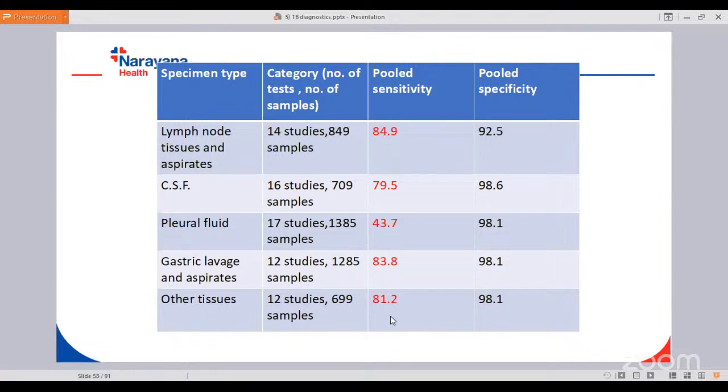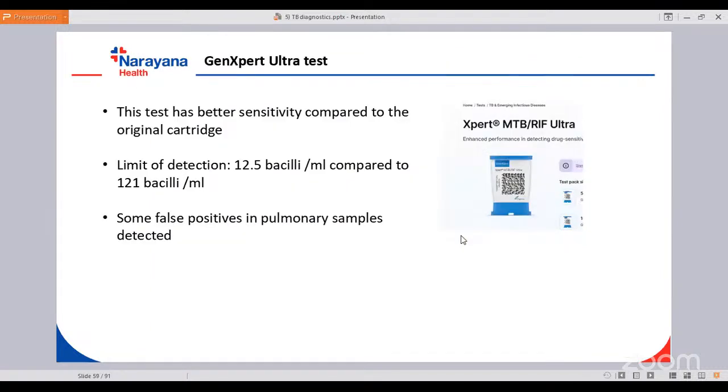So this test is pretty good for all other samples, hovering around 80 to 85%, except for pleural fluids where the sensitivity is poor. So doing a GeneXpert on pleural fluids, you will be a little disappointed with the results. Coming to another test, as GeneXpert has been in existence since 2012.